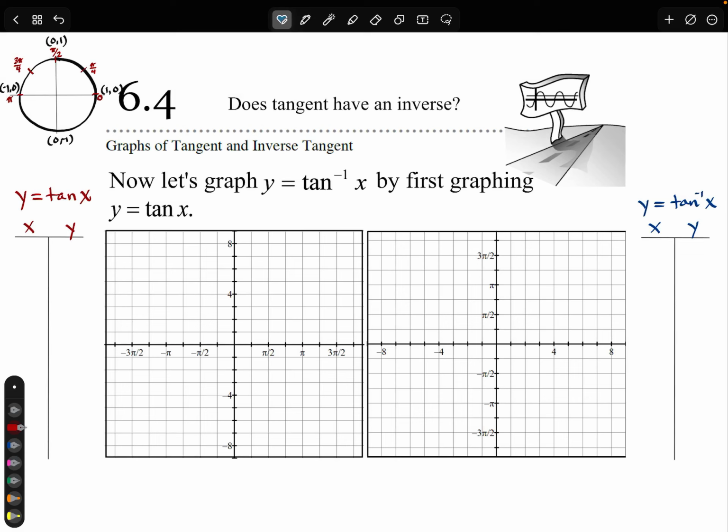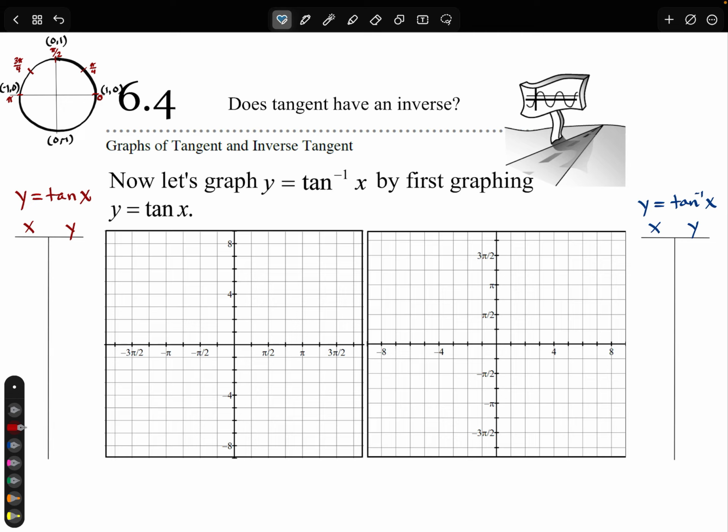Welcome to the notes for 6.4. Today we're going to look at graphs of tangent and inverse tangent functions. To get started, let's quickly review the graph of the tangent function so that we can graph the inverse tangent function.